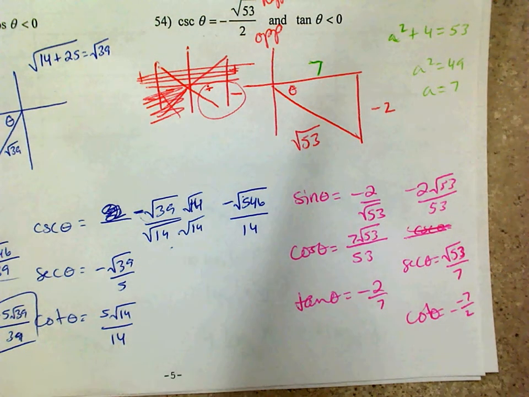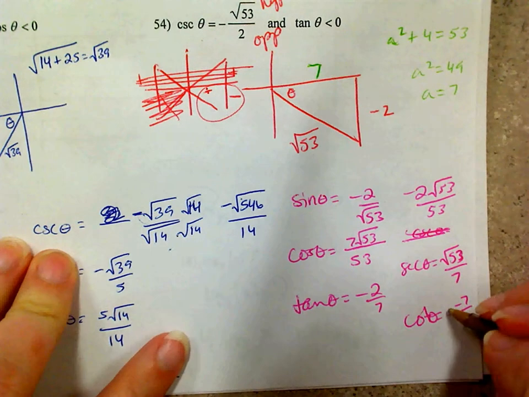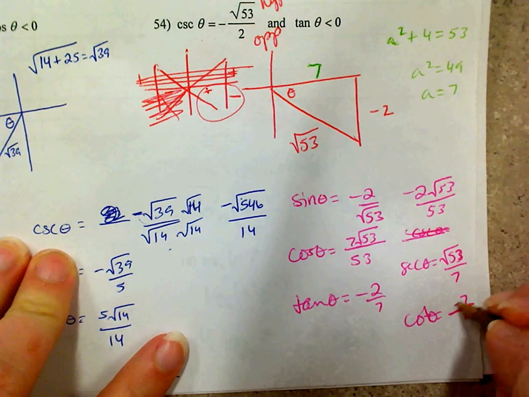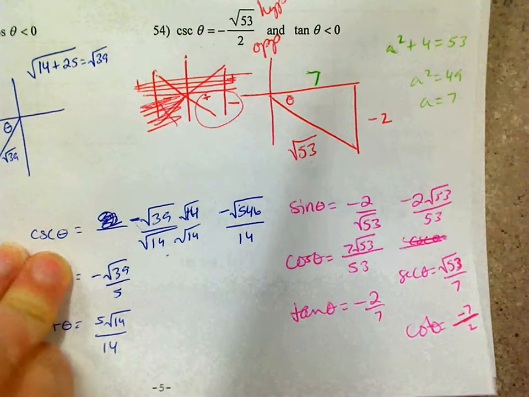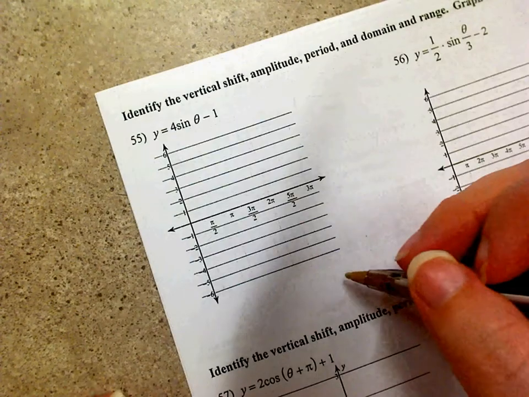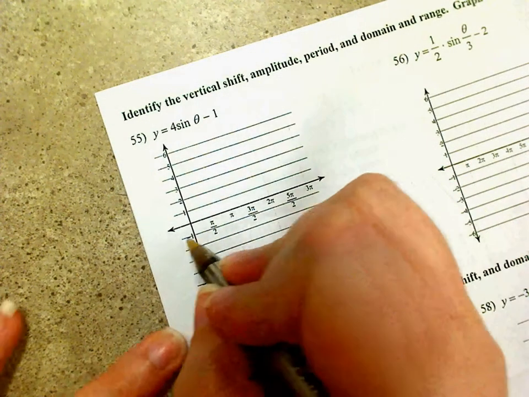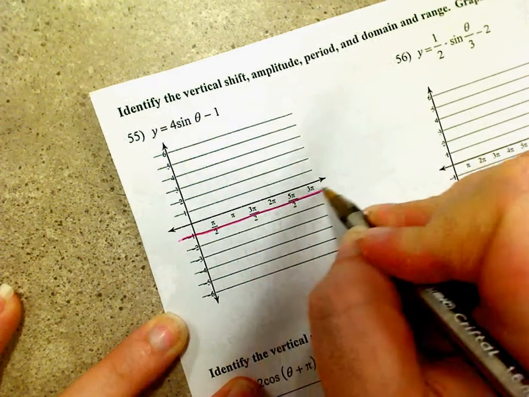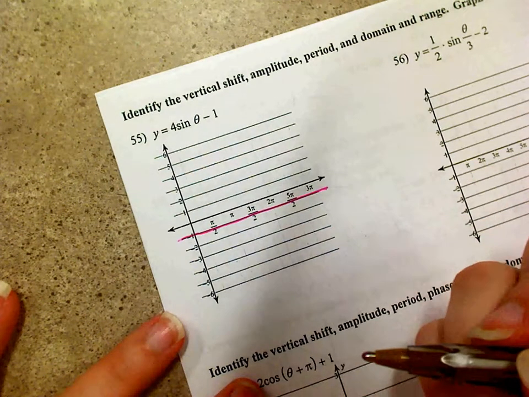Okay, so sketching is the last part. Alright, this is a sine wave with a vertical shift of 1, down 1, negative 1. So I move my midline down to negative 1. And then my amplitude is 4, so from that midline I'm going to go down 4, which puts me at negative 5, and then go up 4, which puts me at positive 3.